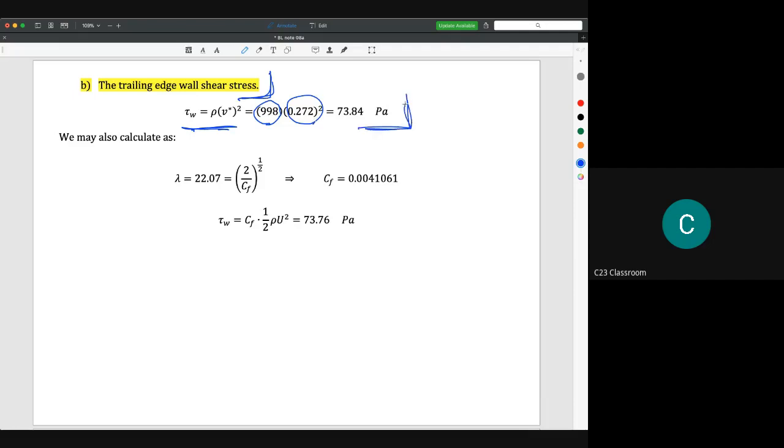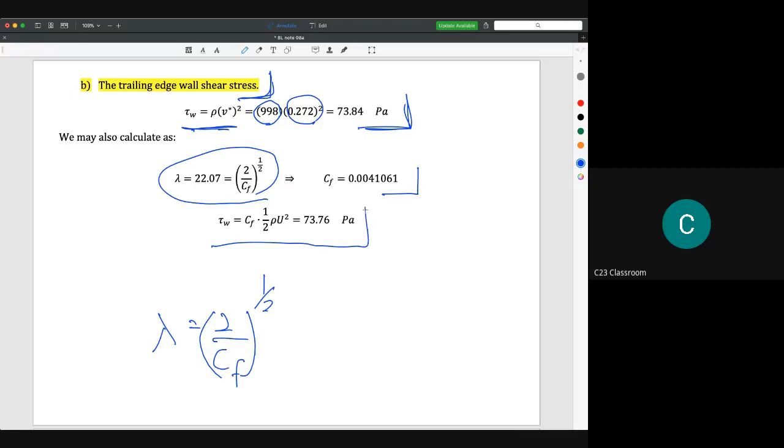We could also use the idea of this one. Lambda is equal to 2 over CF to the power of 1 over 2. If we substitute, we get the value of CF is 0.0041061. Then we calculate using this equation, and we get almost the same answer as here, which is 73.76 Pascal. CF here is your local friction coefficient.